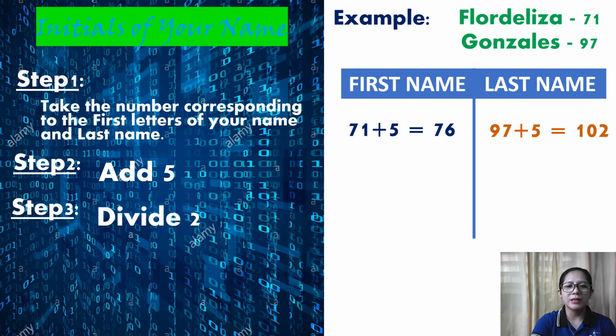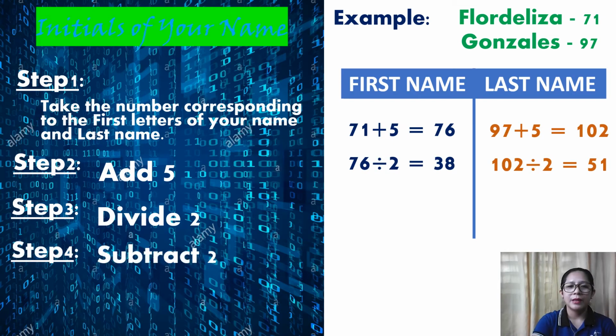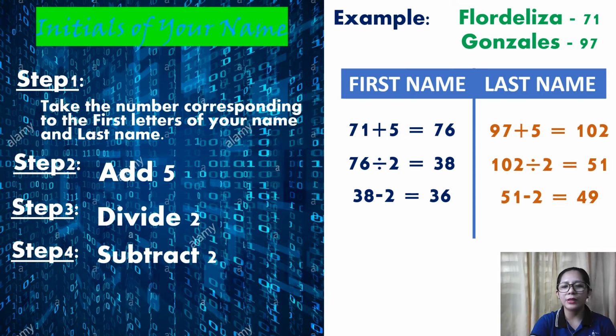Okay, next is divided by 2. Okay, we have the result 38 and 51. Next is we subtract 2. So we have 36 for my first name and 49 for my last name.